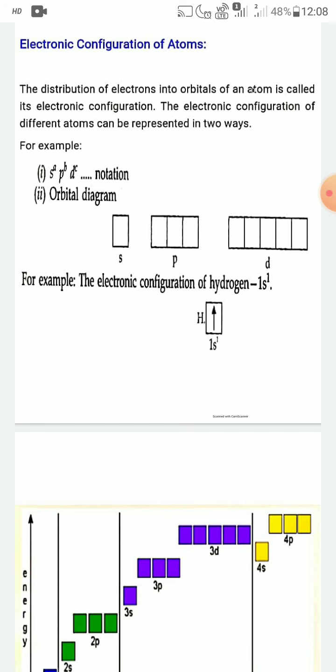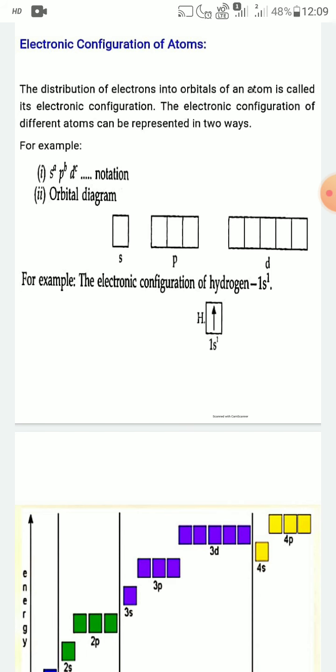Today I'll discuss the electronic configuration of atoms. What is electronic configuration? Electronic configuration is the distribution of electrons into the orbitals of an atom.